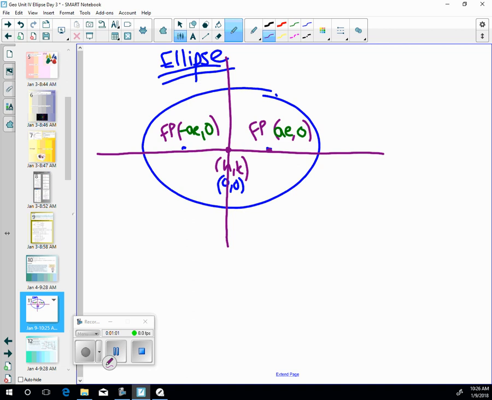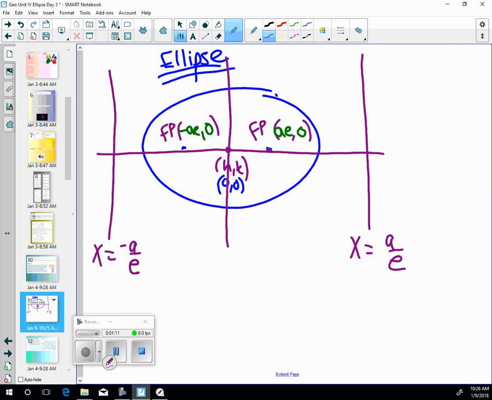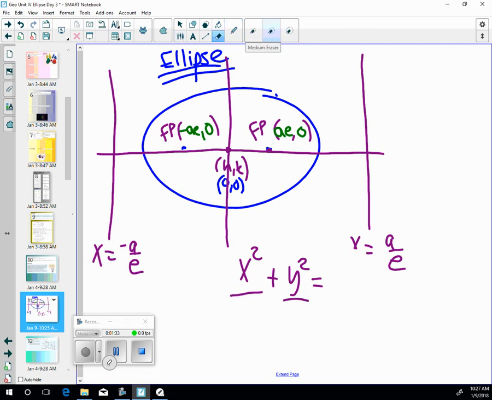All right, and then we have the directrix. X is equal to A over E. And this one will be X is equal to negative A over E. None of that means anything until we find out what A and B are. So here's your formula. X squared plus Y squared equals R squared. What formula is that? Circle. We don't have a circle. We have a 1 here, and instead of R squared, we have A squared, B squared.